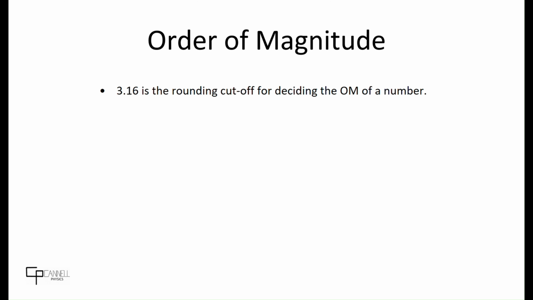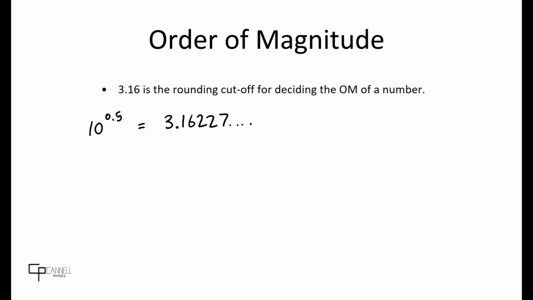So we know from rounding that if the next digit is 5 or more, we round up, but if it's less than 5, we round down. So why does this say that 3.16 is the rounding cutoff for deciding the order of magnitude of a number? If we enter 10 to the power of 0.5 in our calculator, we get 3.16227, etc., etc., an irrational number. But because values in physics problems are usually provided to three significant figures, we will round this to 3.16, and that's why we say the cutoff is 3.16.